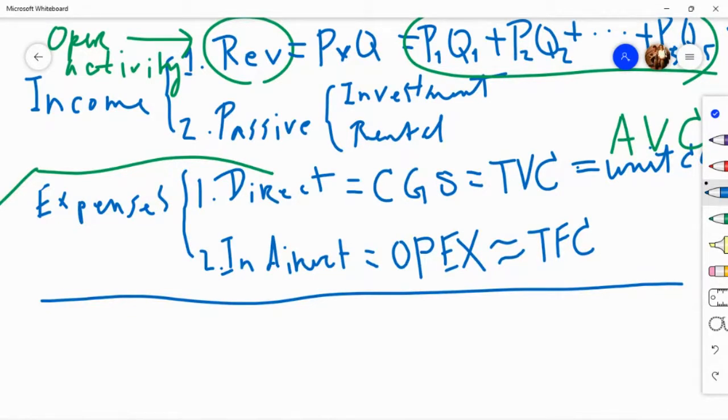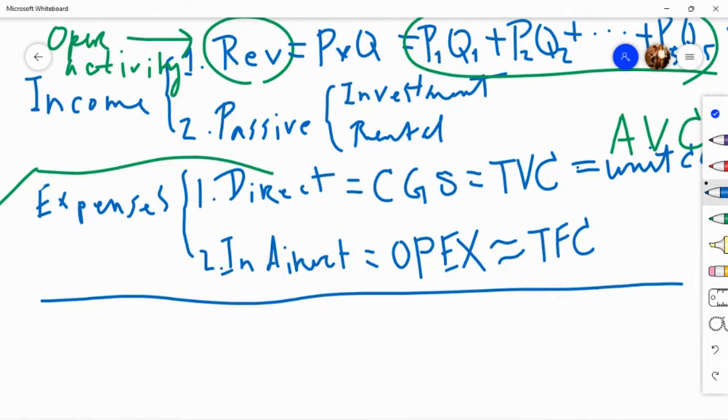We all know. The secondary source of income is something like investment income, rental income, copyrights, etc. A company may have copyrights and royalty. If a company has patents, then they have royalty, license fees, and things like that. Those are considered passive income.